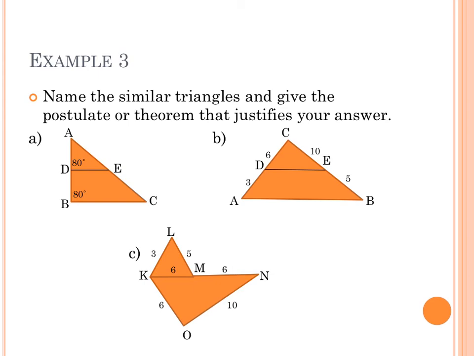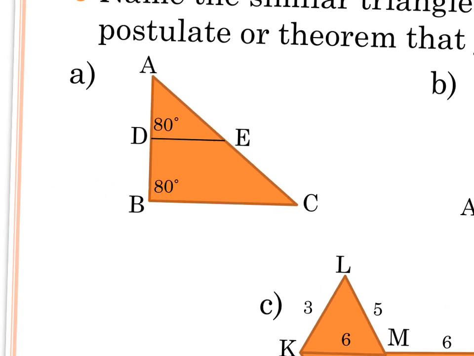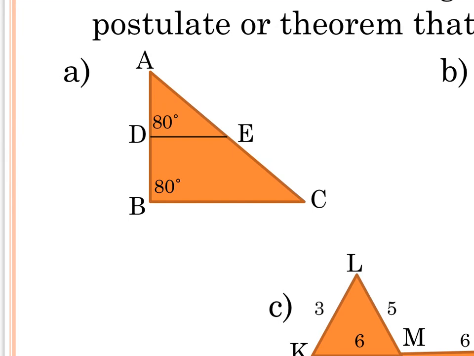Example 3 says, name the similar triangles and give the postulate or theorem that justifies your answer. So let's look at these one at a time. So I've got this first one, 2 triangles. The top angle is obviously part of the smaller triangle and the large triangle. So I've got an angle, and then 80 and 80. So this would be angle, angle, similarity.